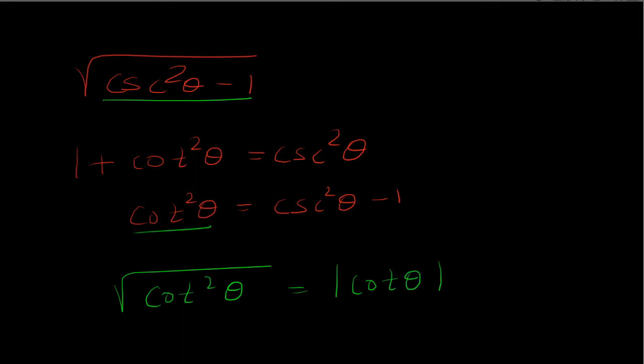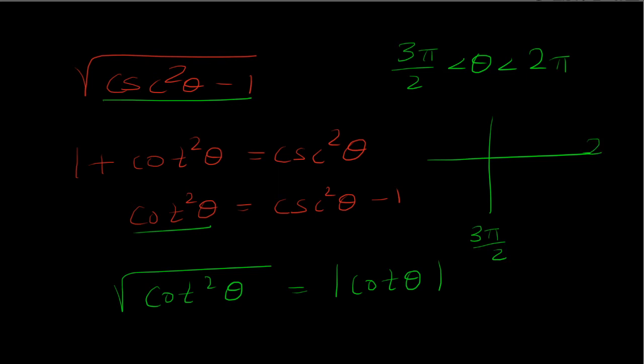Now the angle that we're looking at is 3 pi over 2 to 2 pi. So again, we're in the fourth quadrant. And the acronym, All Students Take Calculus. So here, in the fourth quadrant, cosine is positive, which makes secant positive. So cotangent is negative. So that means we're going to put a negative and get rid of the absolute value.